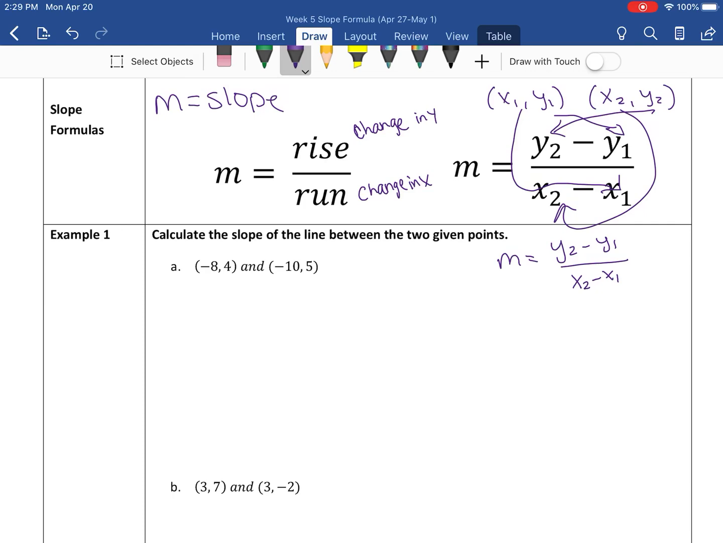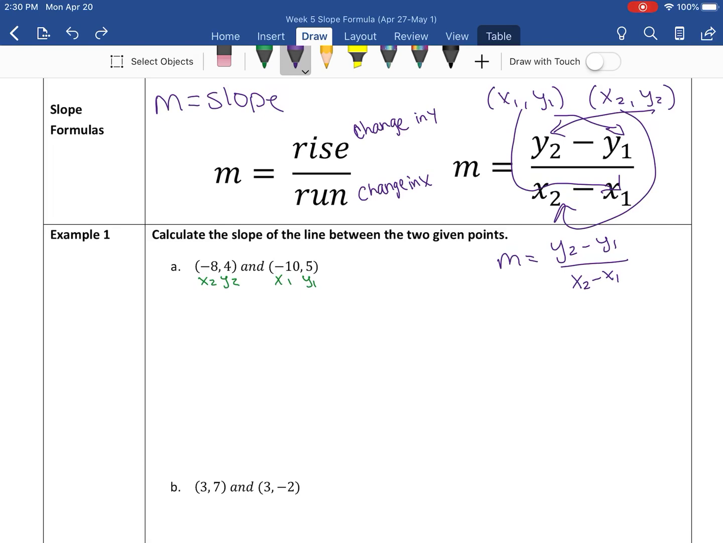Now, it doesn't really matter if I let this be x1 and y1, and let this be x2 and y2. I could flip it around if I wanted to. I could make this x2 and y2, and this x1 and y1 if I wanted. That part doesn't really matter. You just have to make sure that you keep the x2 with the y2 and the y1 with the x1, okay? That's the part that matters, is that the ones go together and the twos go together.